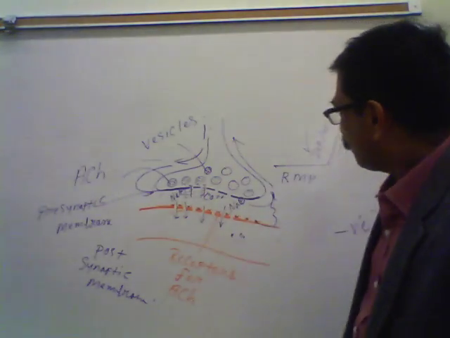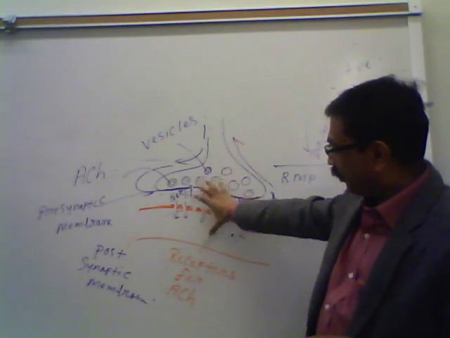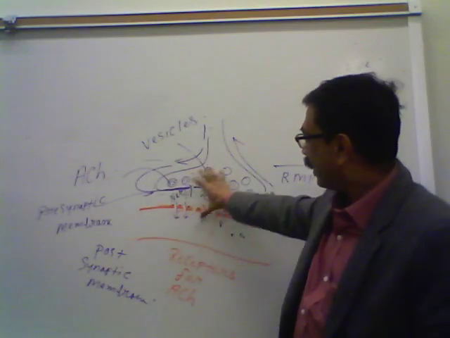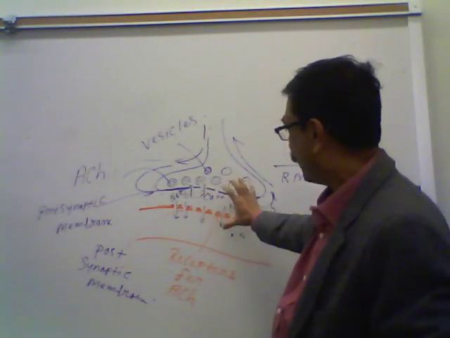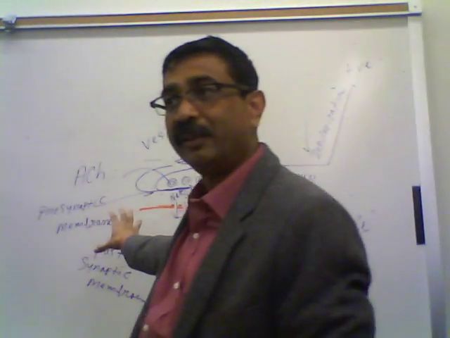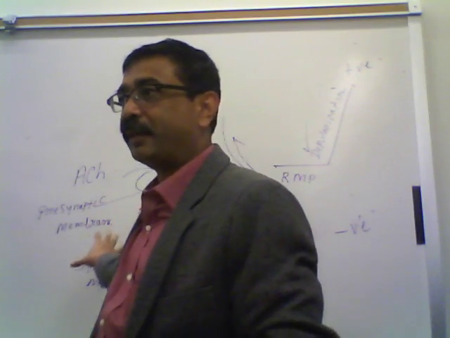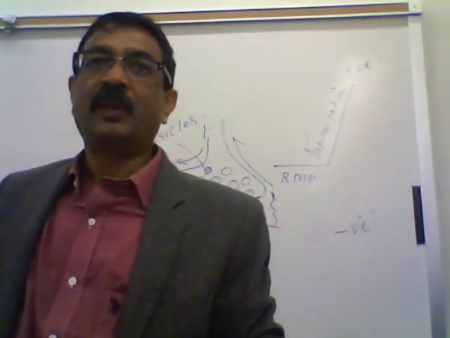So if I ask you in the test, this is a very important structure: draw and show the parts of a neuromuscular junction. This is a neuromuscular junction, okay? So you practice this one, so that will be helpful.